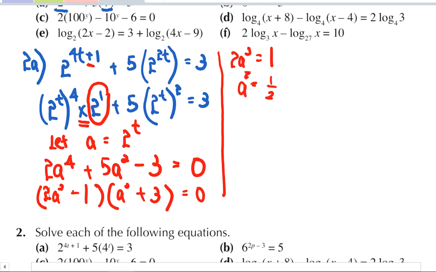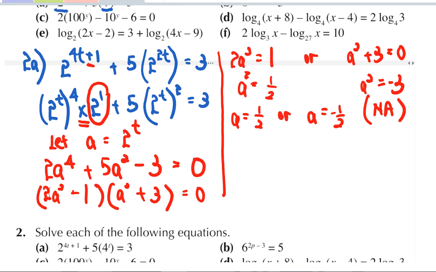A square equal to half. So A must be equal to, okay, wait, let me, so you see, I use zero product rule, I split. A will be equal to half or A equal negative half. Again, my job is not to find A, all right? My job is to find 2 to the power of t. 2 to the power of t equal to half, 2 to the power of t equal to negative half.